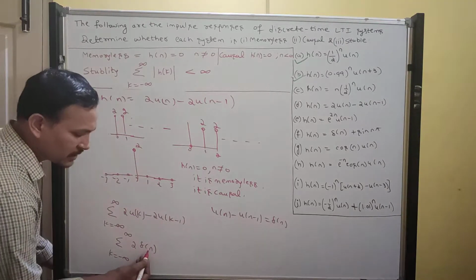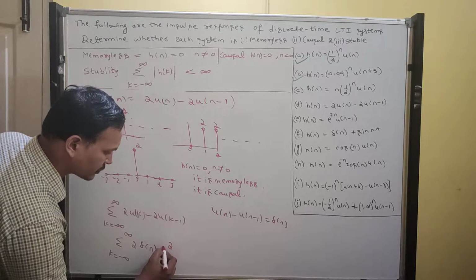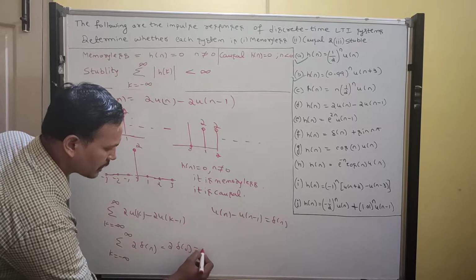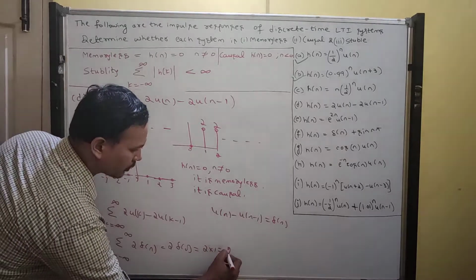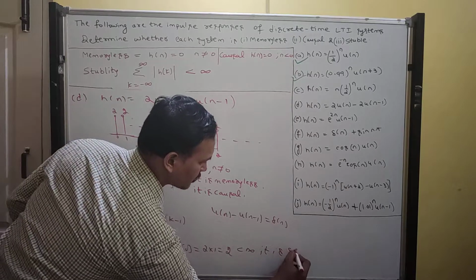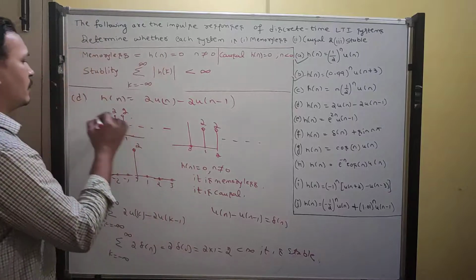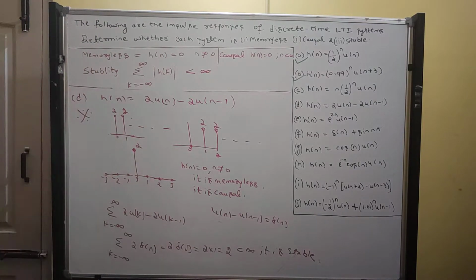So now impulses exist only at n equals 0. Put n equals 0. Therefore, what happens? 2 into del of 0. What is del of 0? 1. So 2 times 1 is 2. So 2 is less than infinity. Therefore, it is stable.